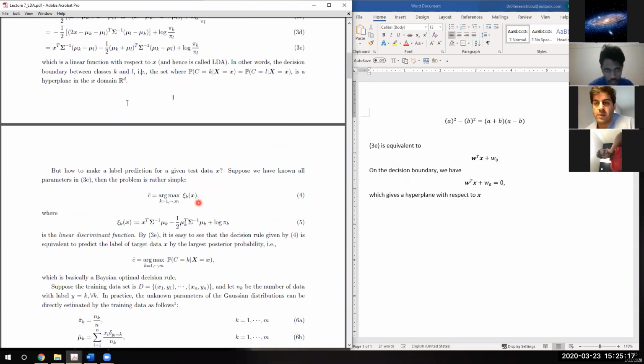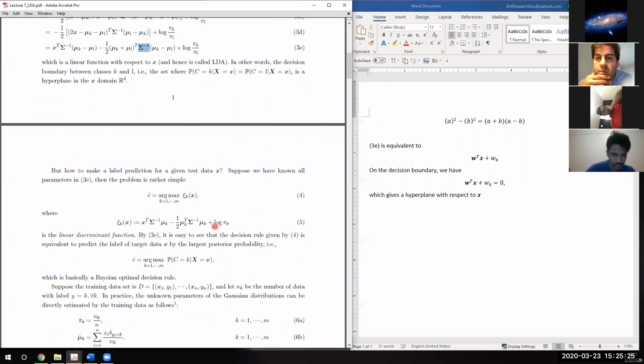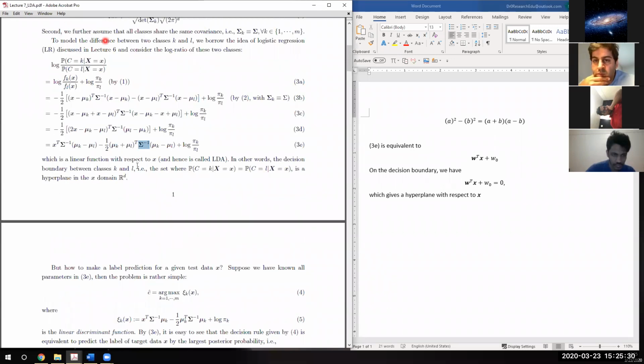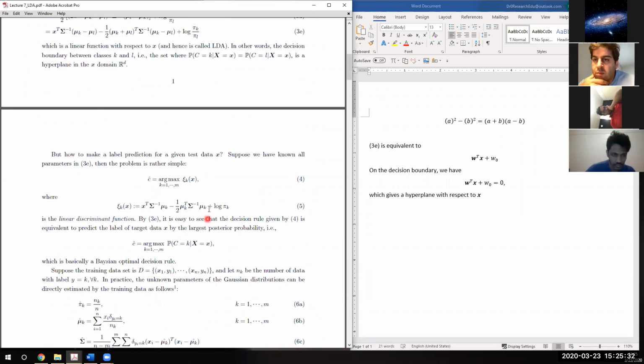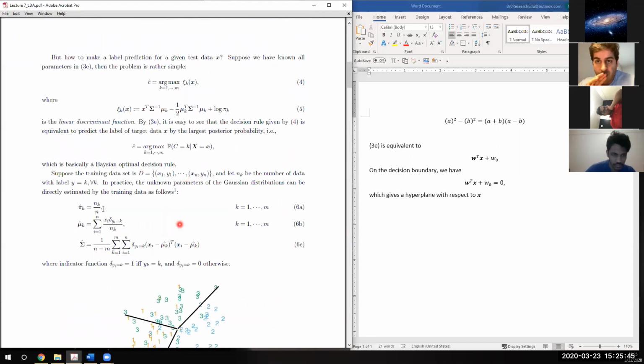That means as long as I know all these numbers, all these mu_k, mu_l, all these parameters, and also sigma, then I can make a prediction. The problem is that in real cases, you never know what these are, right? However, remember, in the traditional LDA we do have two assumptions. First, all of these are normally distributed. And the second is that all sigmas are the same. So immediately, I can use this way to estimate these parameters. Let me draw a box here.